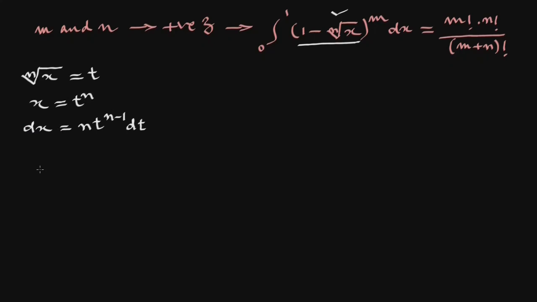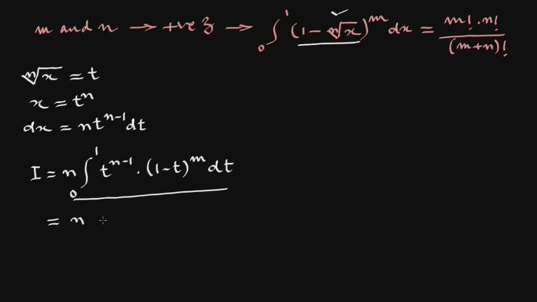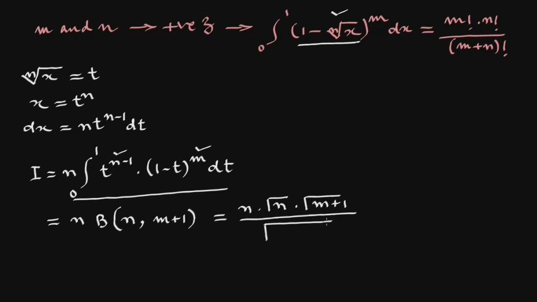After substituting the values and further simplification, we get I equals n integral from 0 to 1 of t raised to n minus 1 into (1 minus t) raised to m dt, which will be n times the beta function B(n minus 1 plus 1, m plus 1), which will be n into gamma n into gamma m plus 1 upon gamma (n plus m plus 1).